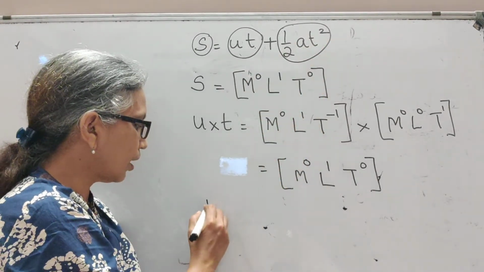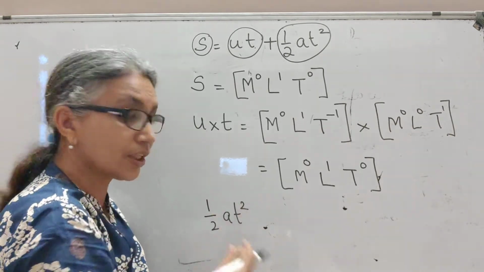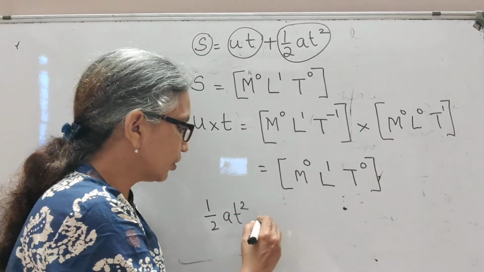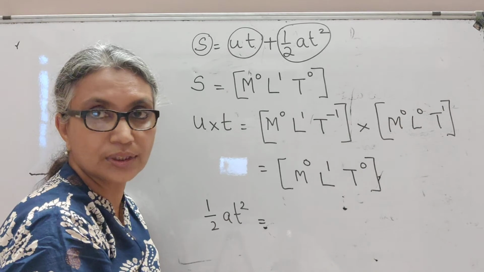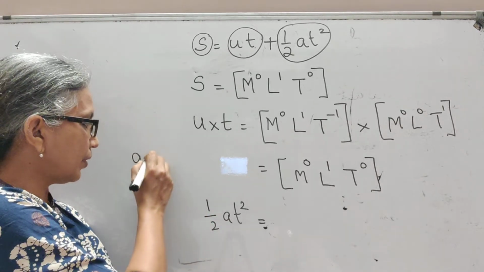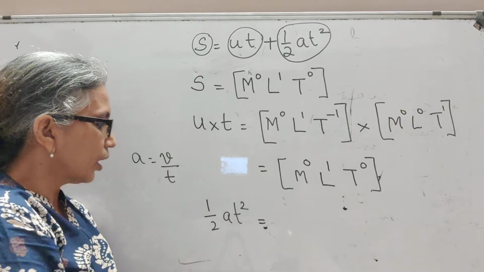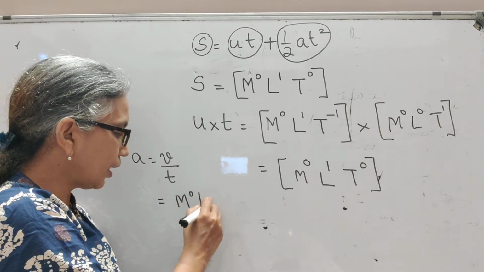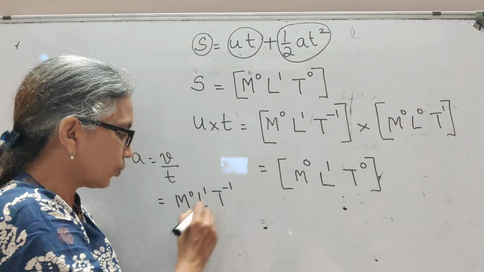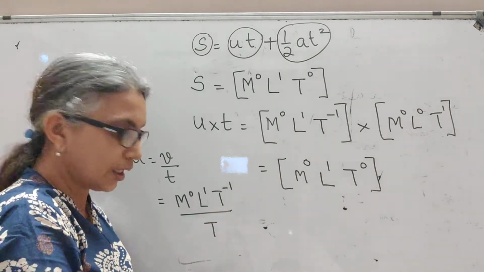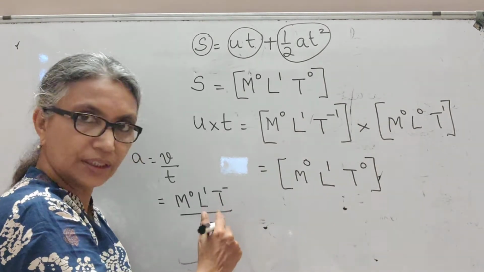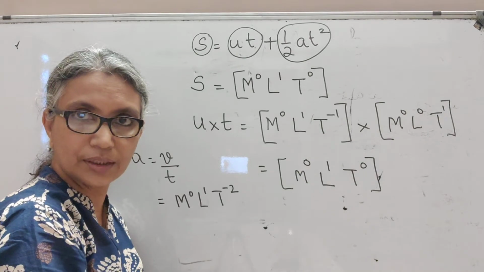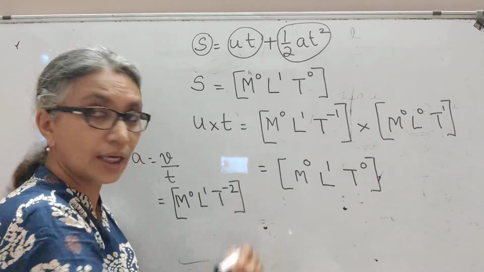Look at the third term, ½at². Now half is just a number, and numbers do not have any dimensions, so you may ignore that half. So this is equal to acceleration into time square. Acceleration, I hope you remember, is velocity by time. Velocity has the dimensional formula M⁰ L¹ T⁻¹ divided by time. If I bring this on top, there is one more minus 1. So we have M⁰ L¹ T⁻². This is the dimensional formula for acceleration.